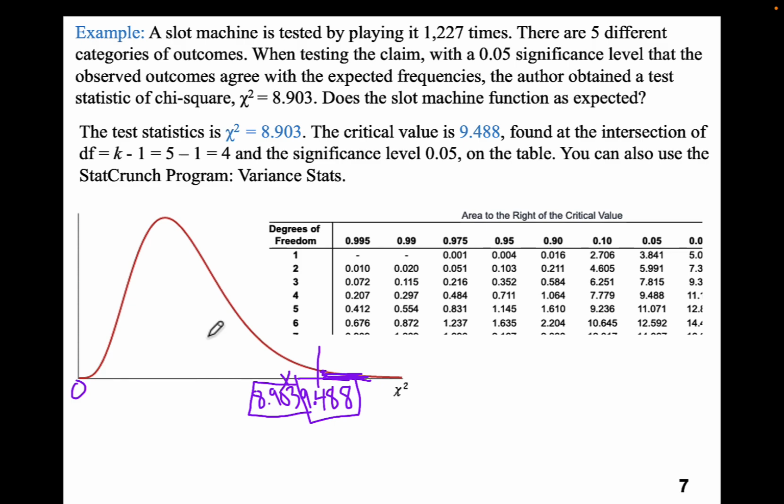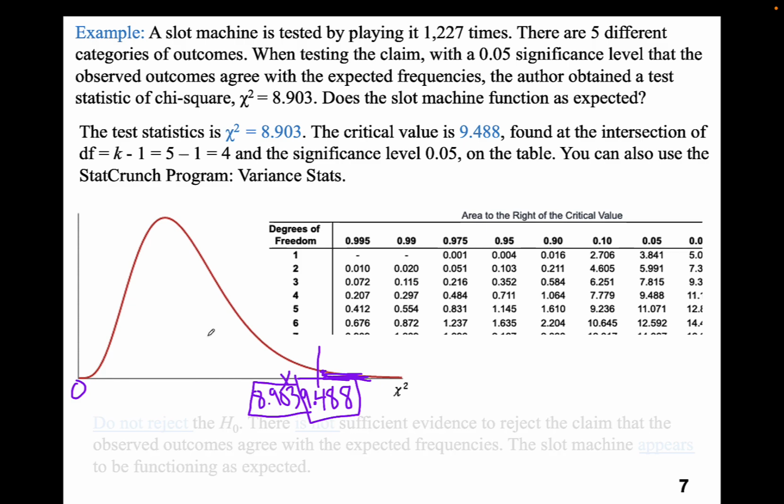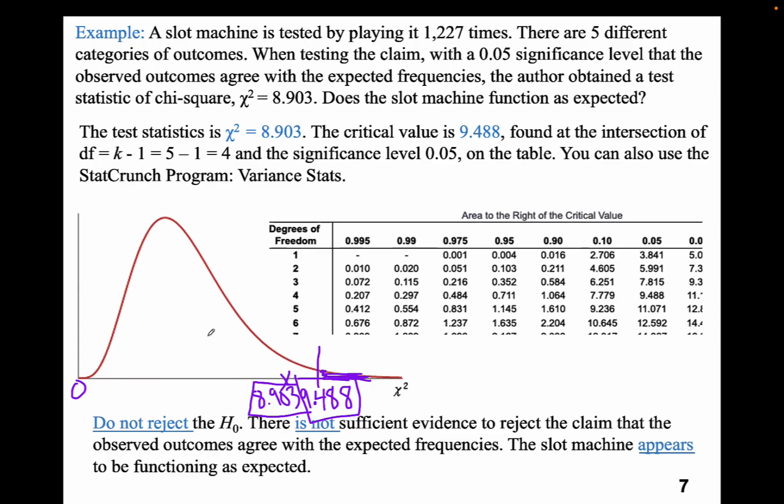If we fail to reject the null hypothesis, we say there is not sufficient evidence to reject the claim that the observed outcomes agree with the expected frequency. Therefore, the slot machine appears to be functioning as expected.